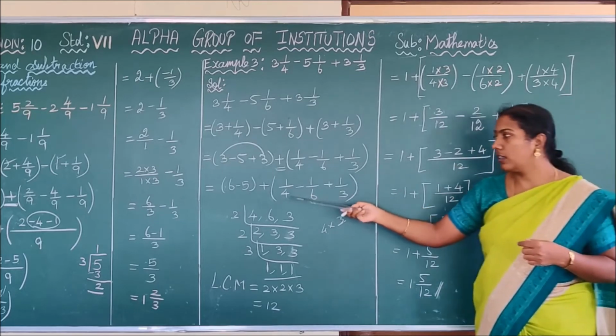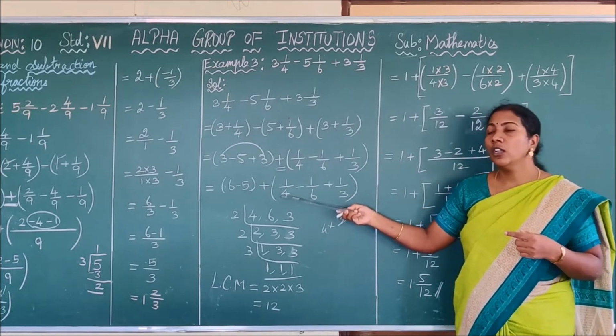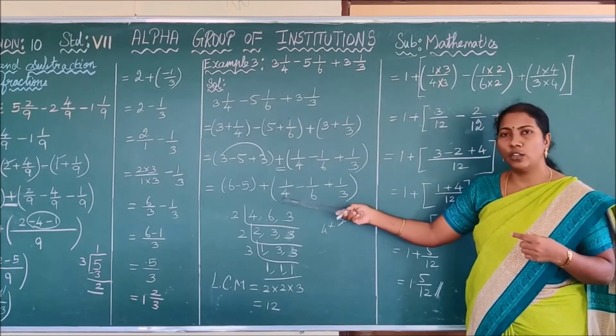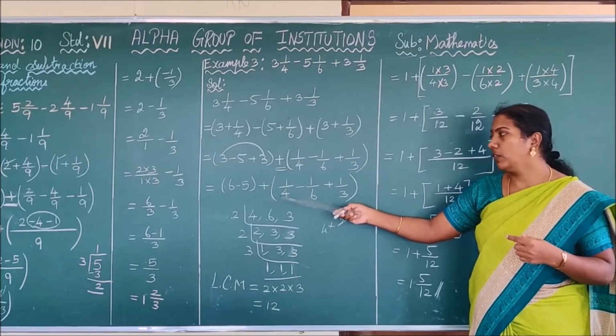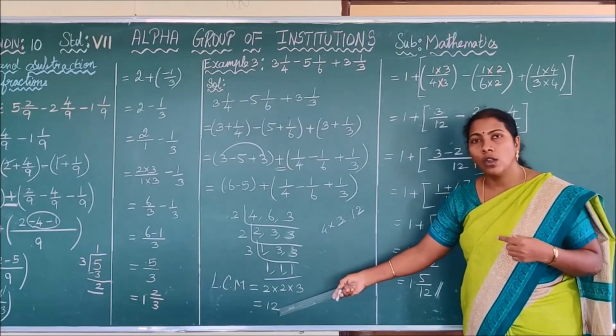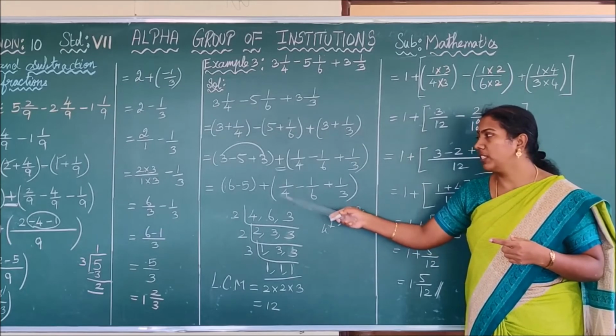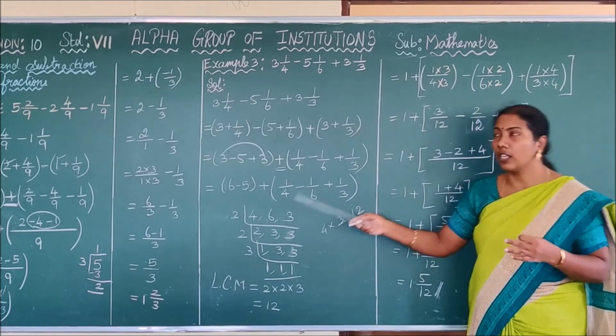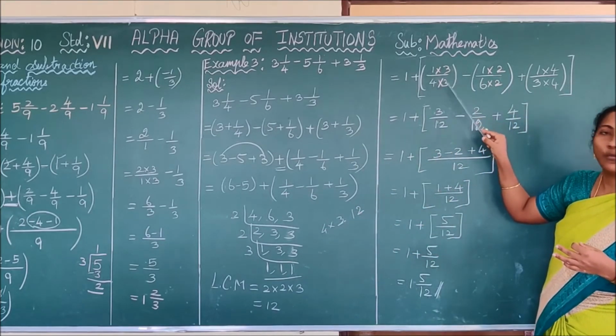Based on the denominator. Here you have the denominator 4. What should be multiplied with 4 to get the LCM? 3. So you have to multiply this fraction's numerator and denominator by 3: 1 into 3 by 4 into 3.